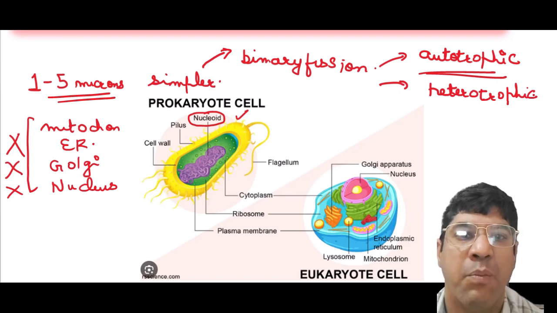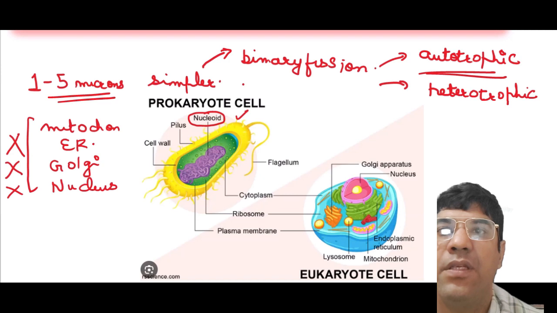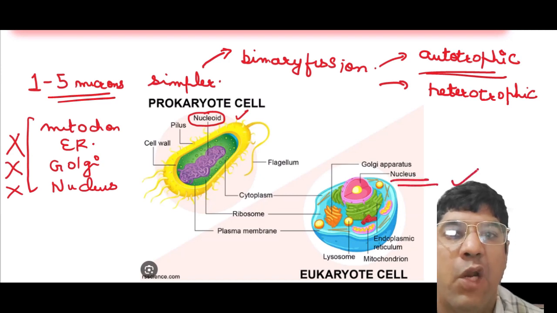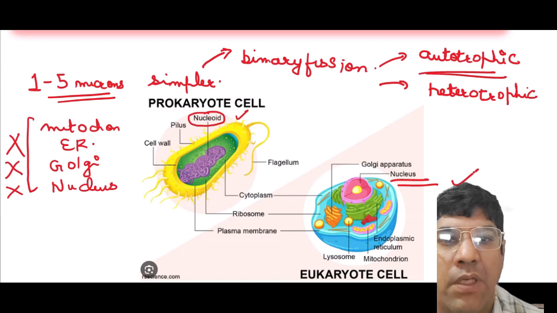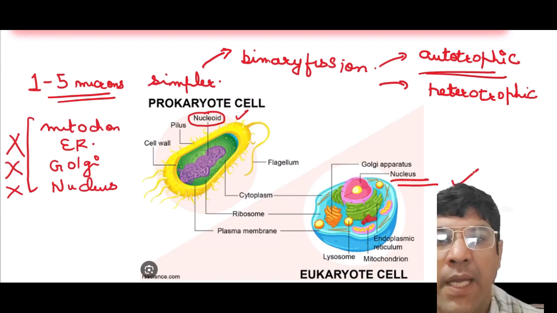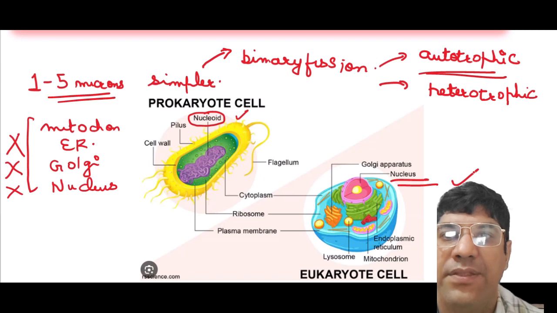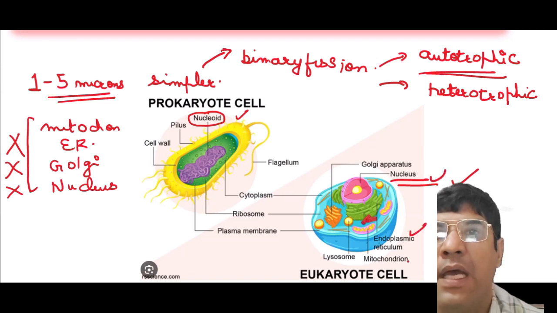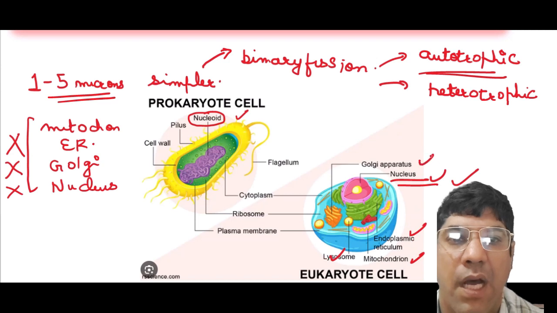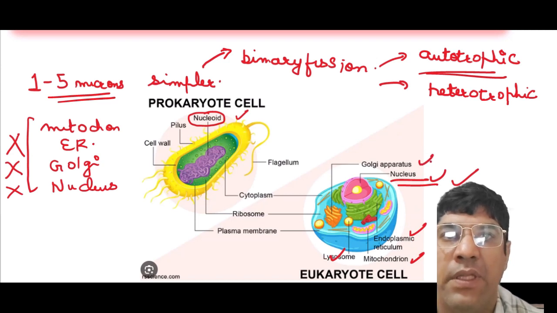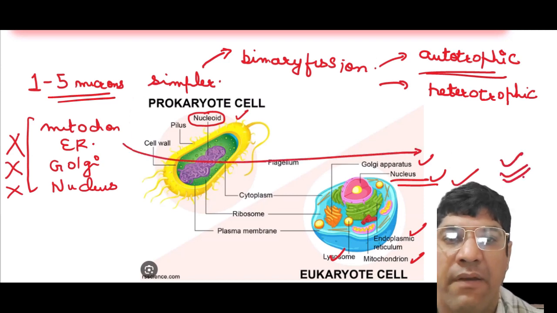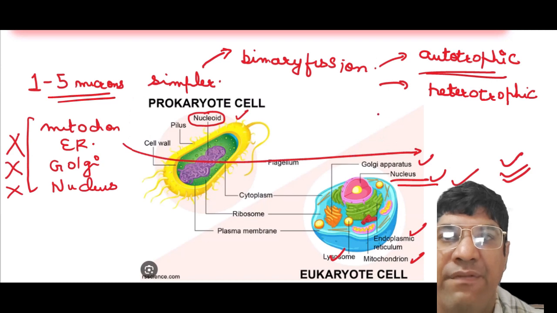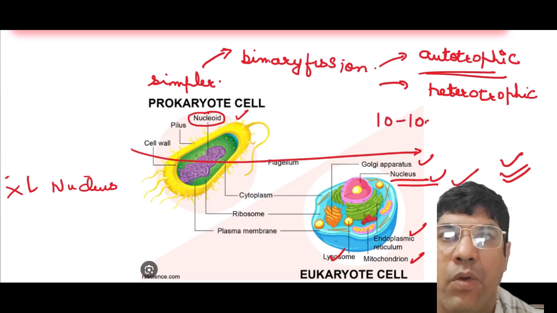Whereas the eukaryotes are more complex. They have a true nucleus enclosed by a nuclear membrane. Their genetic material is organized into multiple linear chromosomes. They contain membrane-bound organelles: the nucleus, endoplasmic reticulum, mitochondria, lysosomes, and Golgi apparatus are all seen. So all these structures are seen in eukaryotic cells. Regarding their size, they vary from 10 to 100 micrometers.